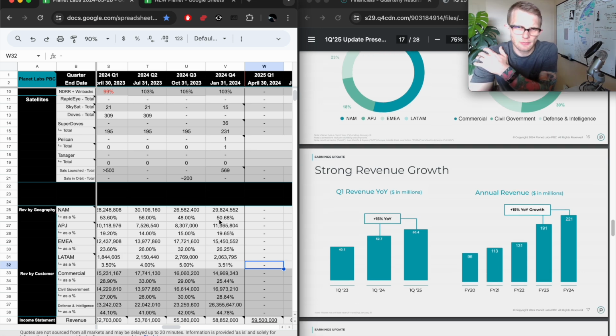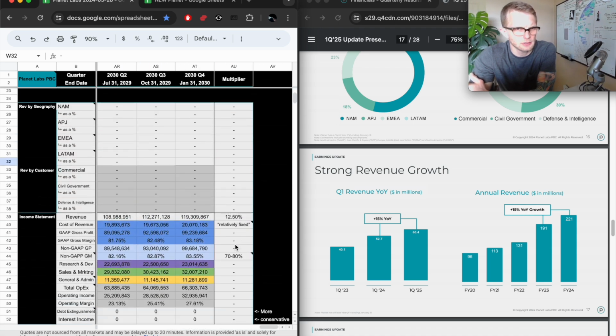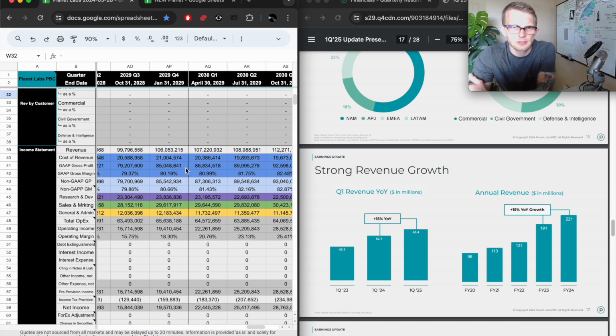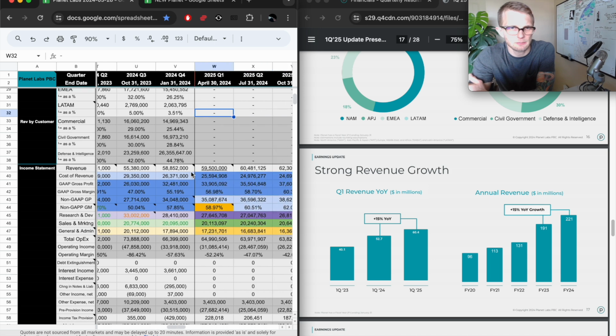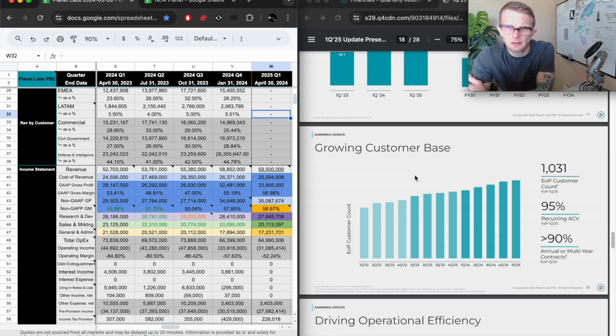Okay, so we have strong revenue growth from Q1 and annual, both 15% year-over-year growth. That's good to see. I think this overall model is expecting 12.5% overall. So 15%, that's a little bit on the high side. Love to see it. Hopefully they can maintain that. Time will tell. Growing customer base, we kind of already went over this. The end of period customer count is 1,031. It's more or less linear growth.